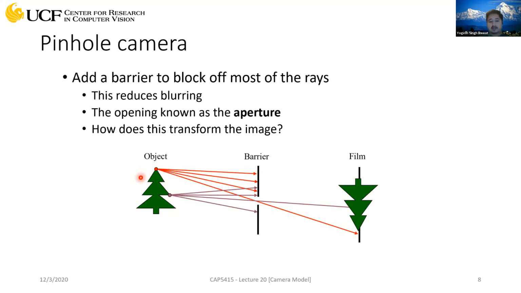And one thing you can observe is that your object is projected in an inverted shape, right? Because the top ray is going down and the bottom ray will go up. So your object is inverted. So it's the basic structure of how your camera works.